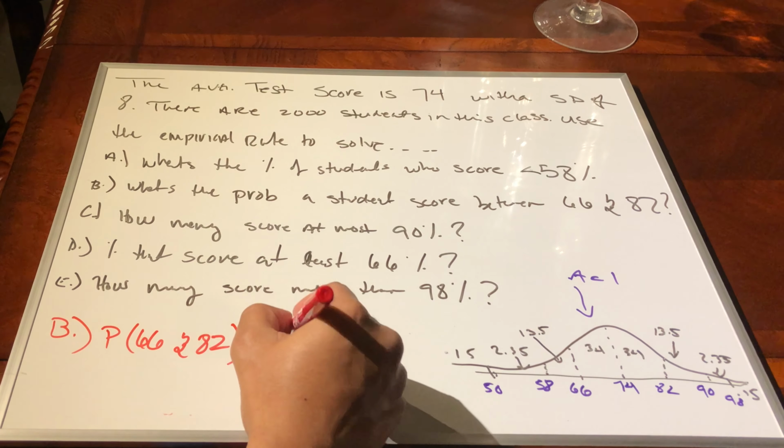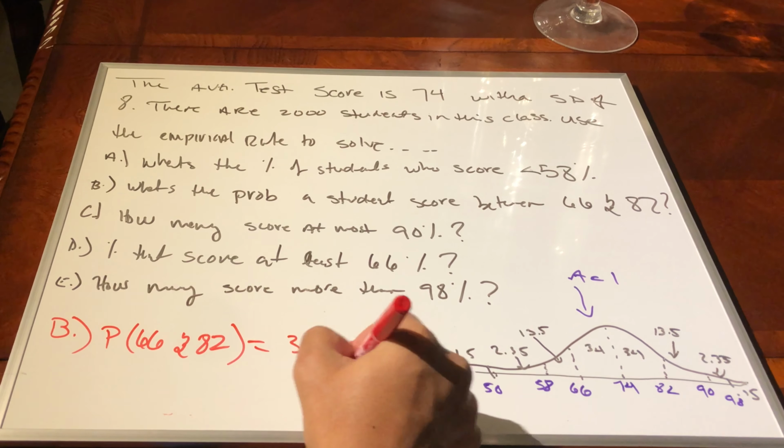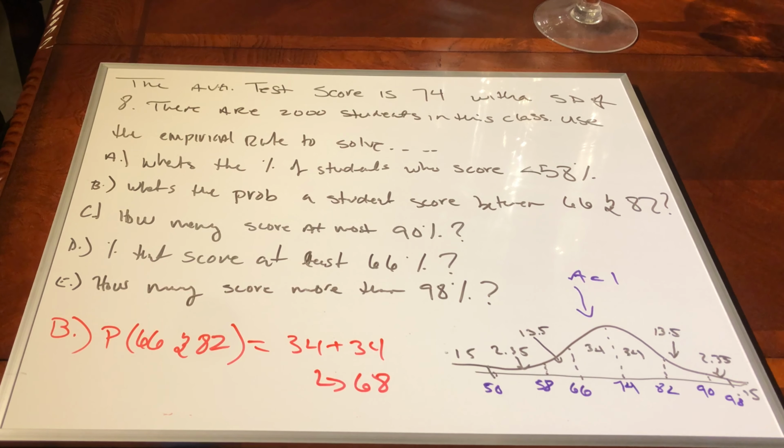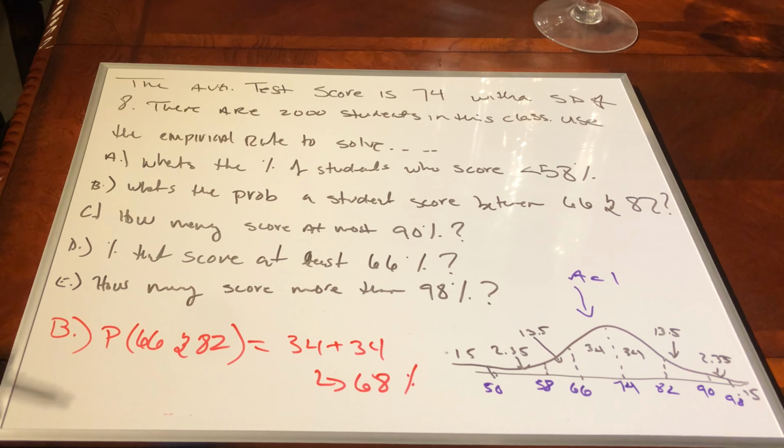So now you're just going to get 34 plus 34, which gives you 68, which is the first part of the empirical rule. 68% of the data on the bell curve is within one standard deviation of the mean. So you're going to get 68% here. So 68% scored between 66 and 82.